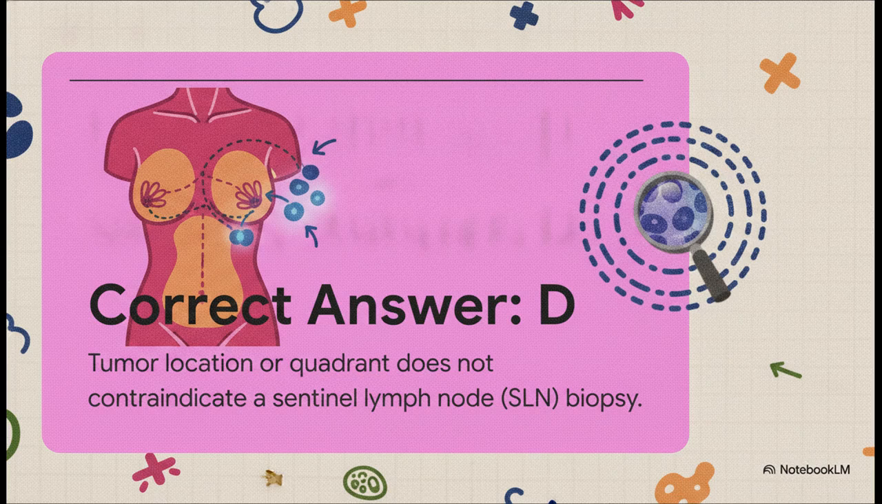If you said D, you're right on the money. SLN biopsy is the absolute gold standard for evaluating regional nodes in clinically node-negative breast cancers, and it doesn't matter at all which anatomical quadrant the primary tumor is sitting in. However, it's explicitly contraindicated if you're dealing with inflammatory breast cancer, biopsy-proven axillary macrometastases, or if the patient had prior axillary surgery that messed with the native lymph channels. Your exam pearl to lock away is that tumor location or quadrant does not contraindicate an SLN biopsy.